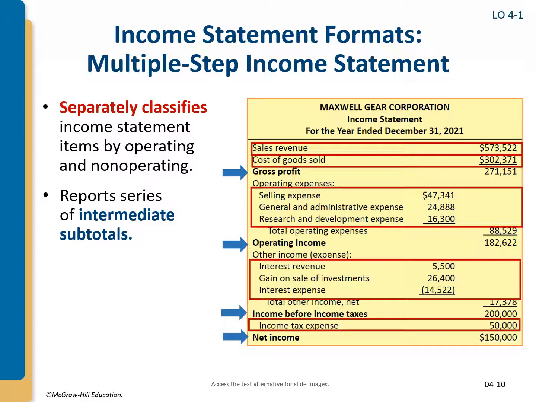Now, if you're sitting there going, well, why don't they have income from continuing operations before income tax? Well, if a company doesn't have any discontinued operations, they don't have to label their information on their income statement like that. It's only when a company has a discontinued operation that they have to identify the part that's from continuing operations and the part that's from discontinued operations. In this case, the company has no discontinued operations, so they can report their information just like that.